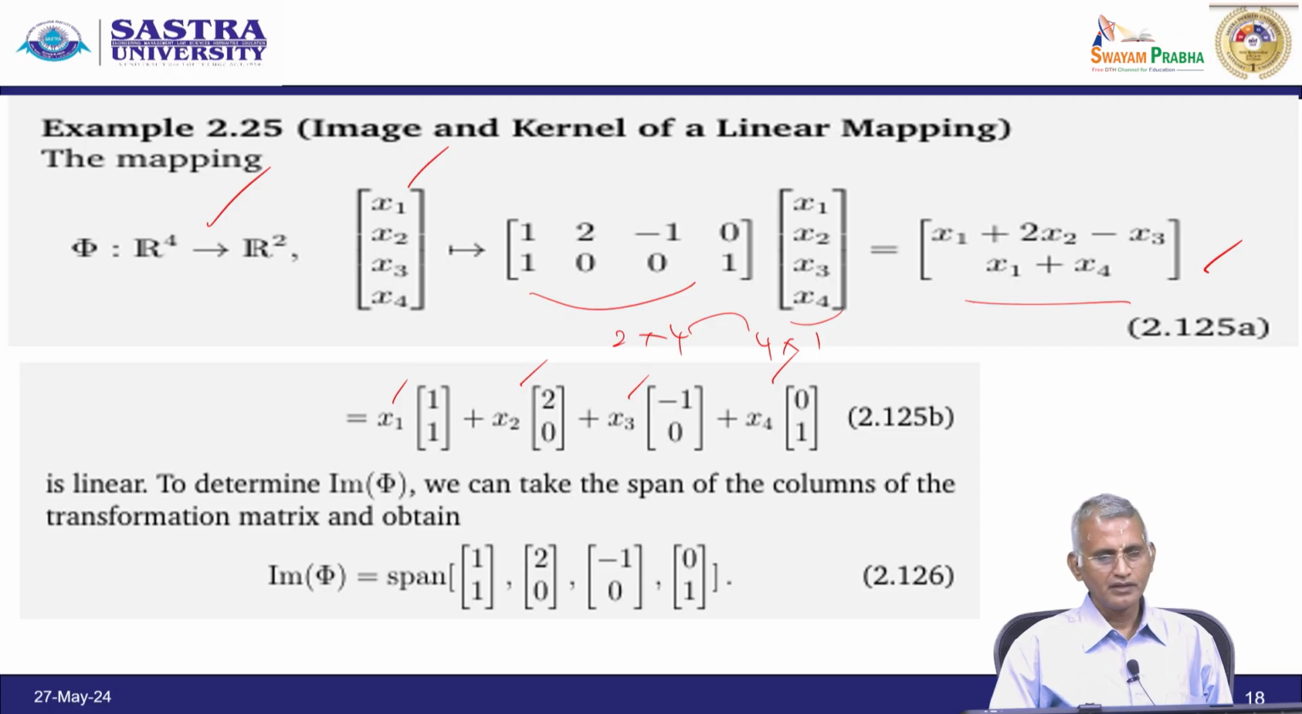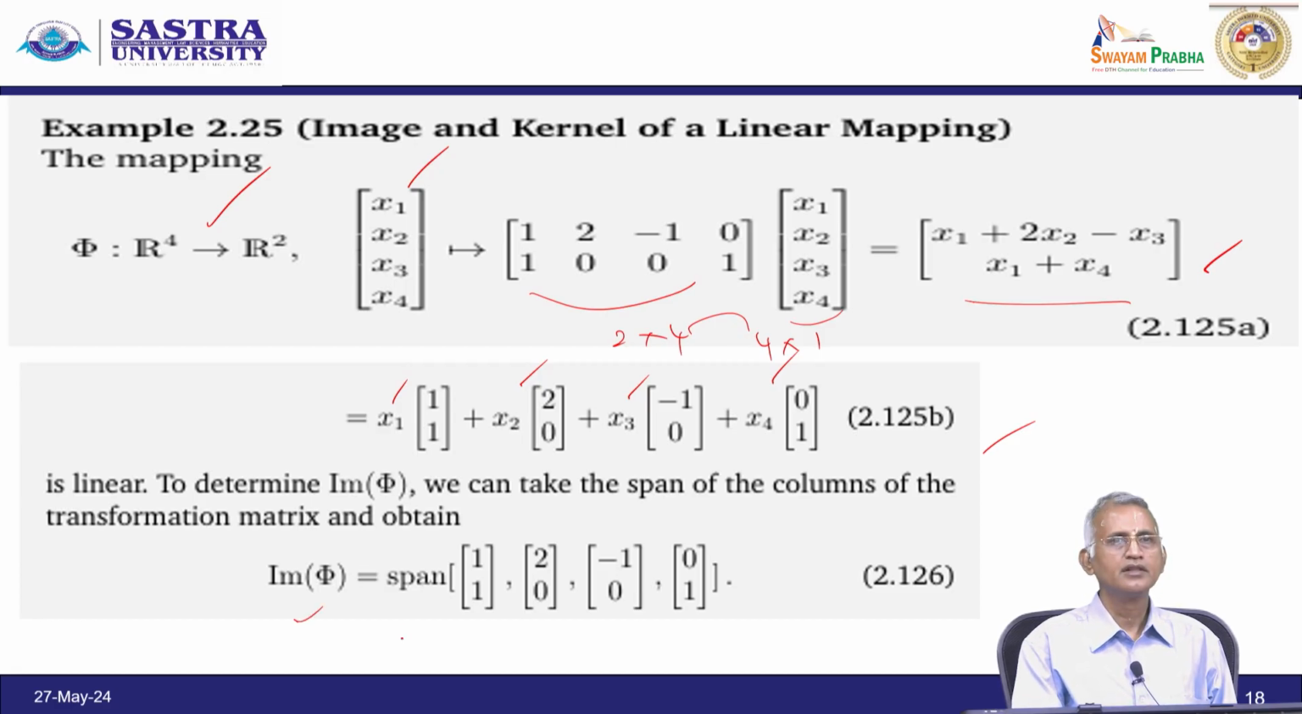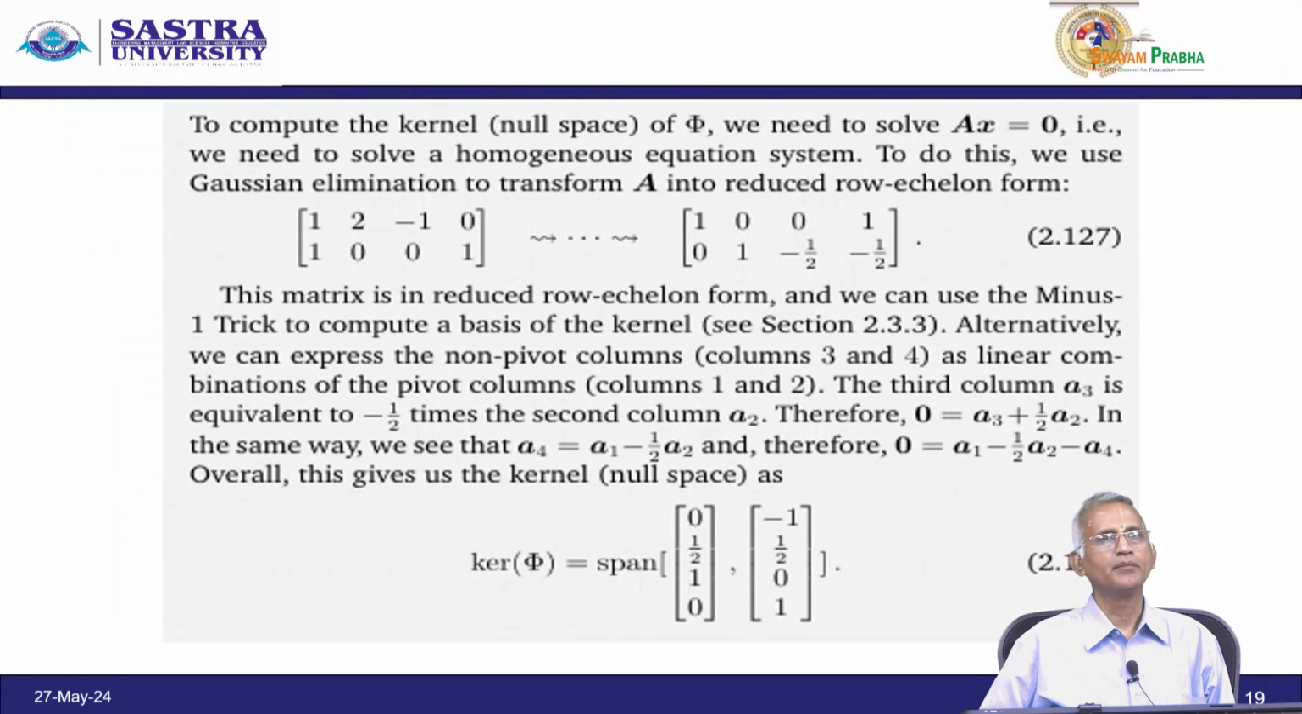If you determine the image of phi, we can take the span of the columns of the transformation matrix and obtain image phi equal to span of (1, 1), (2, 0), (-1, 0), (0, 1). So, this is the span corresponding to the matrix. So, we can express the meaning of image and kernel and the corresponding linear mapping.